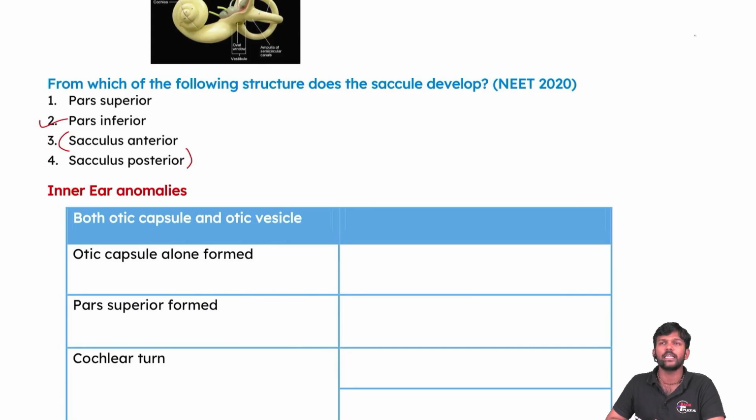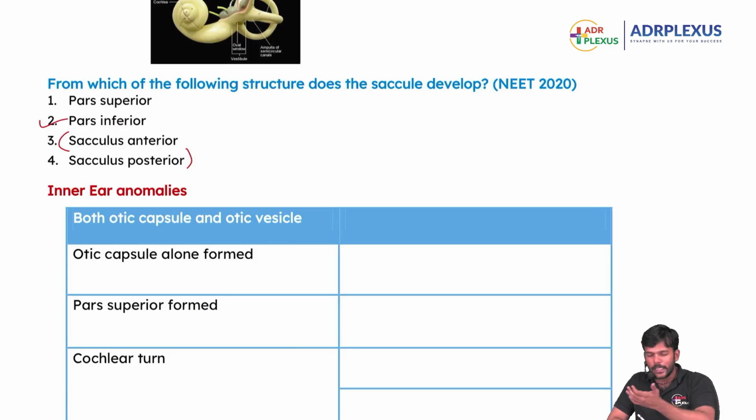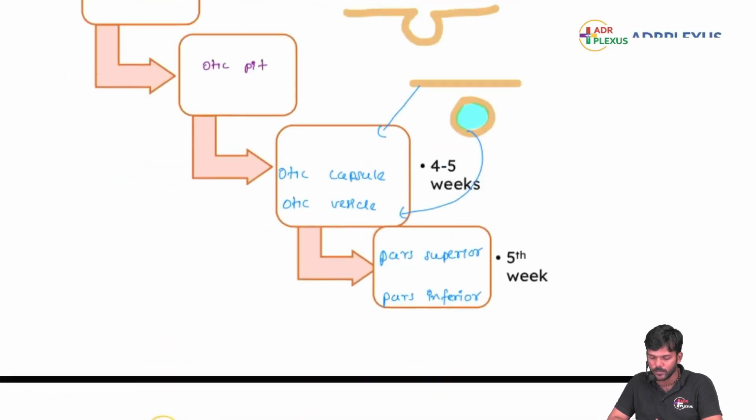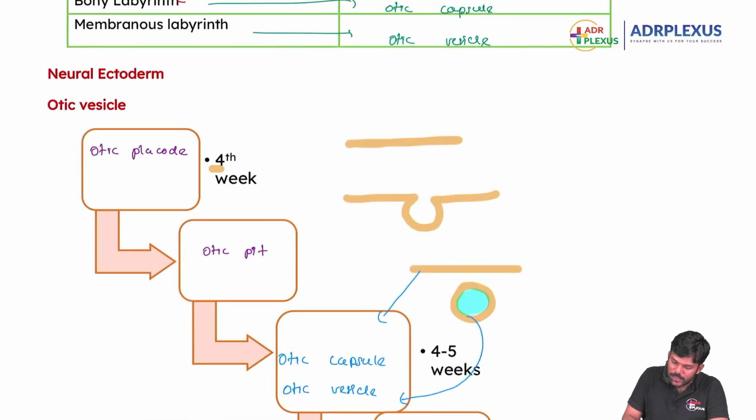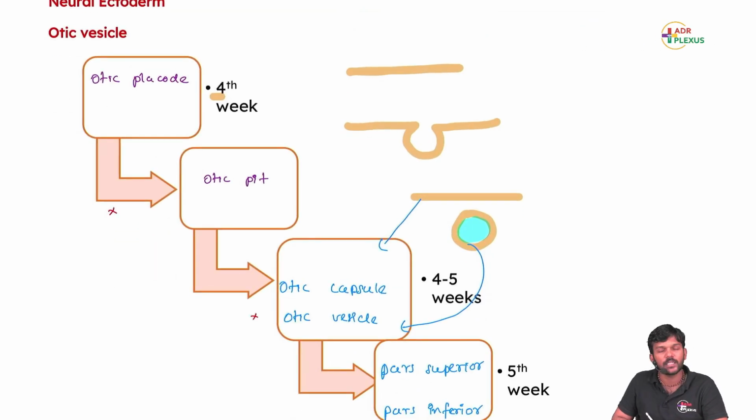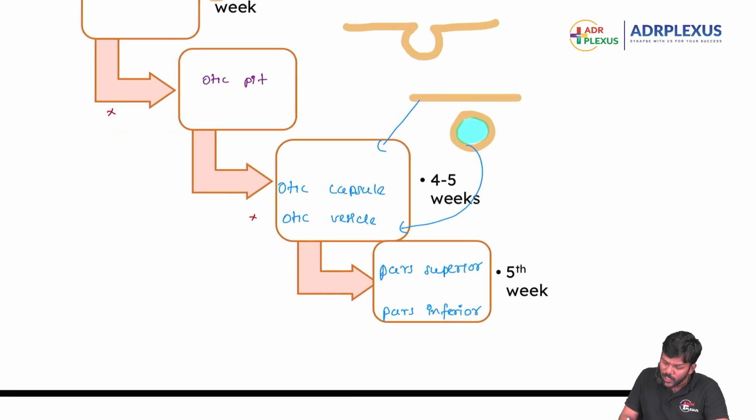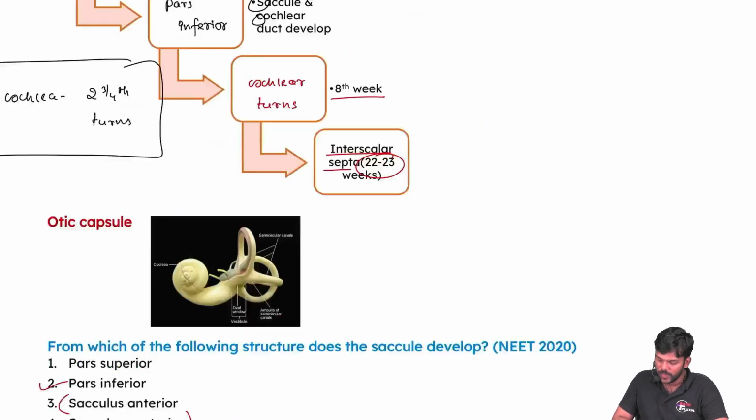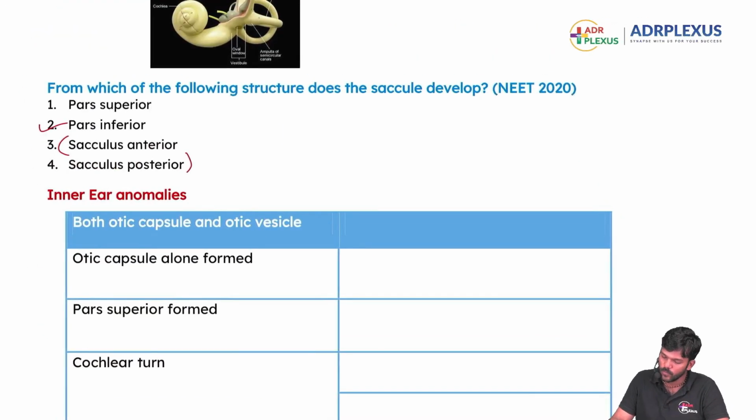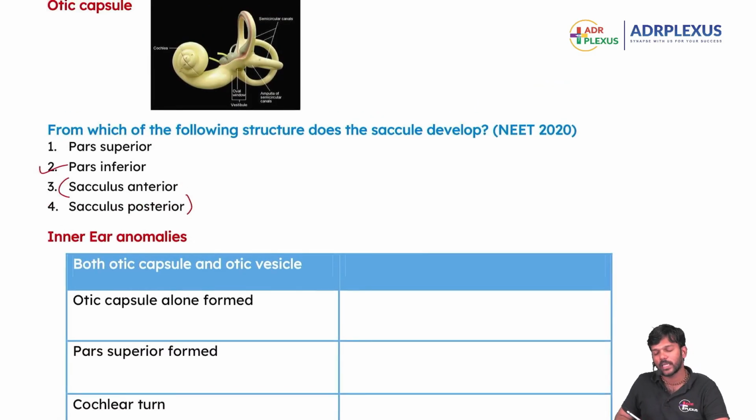Thanks for asking. Okay, inner ear anomalies. See here, we have an inner ear which is formed in a particular pattern. If that pattern is disturbed, for example, if the otic pit itself is not formed, we have a different pathology. If the otic capsule is formed but the otic vesicle is not formed, we have a different pathology. If pars superior is formed but pars inferior is not formed, we have a different pathology.